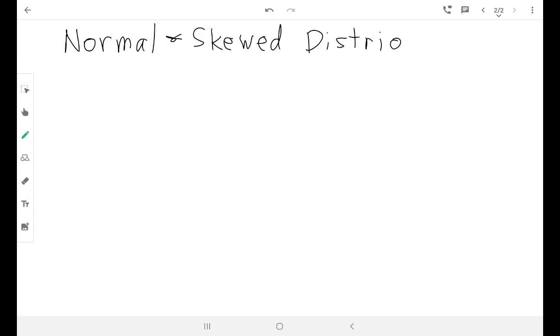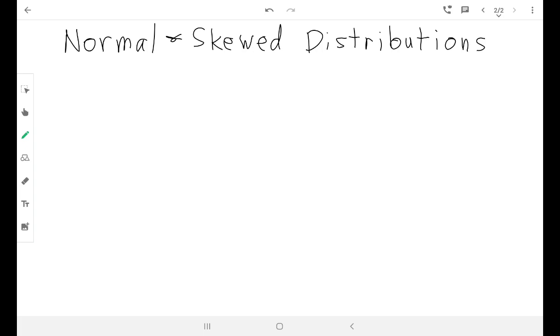So let's start with the first set of notes. Let's talk about normal and skewed distributions. When we talk about distributions, we're talking about how data sets up on a graph. We're talking much more visual than anything else.